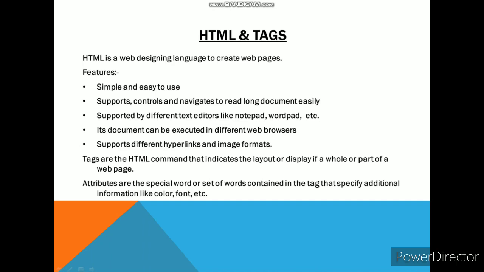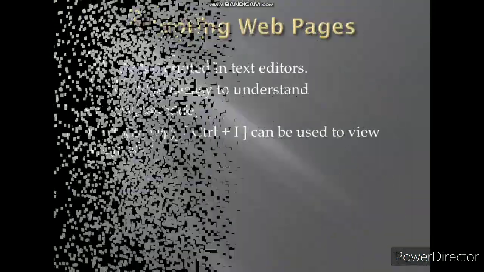Now attributes are the special word or set of words contained in the tag that specify additional information like color, font, etc. Like in the body tag you use the attribute called background, right? So in the background you will be applying any color. Actually background is for pictures, but bgcolor is for applying background color. So the color will be changed to that, right? That is all an attribute does.